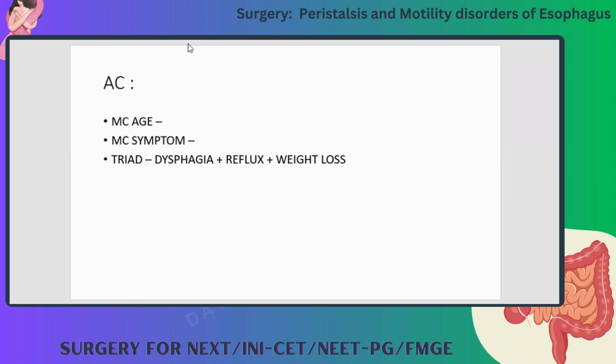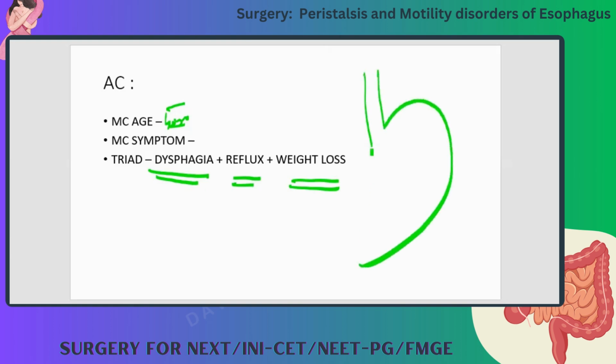Okay. So the most common age is around 40 to 50. The most common symptom is dysphagia. And there is a triad: dysphagia, reflux, and weight loss. Why reflux? Can anybody tell me? The sphincter is not opening. So dysphagia is okay. The patient is vomiting whatever he is having, so weight loss is explained. How will you explain reflux?